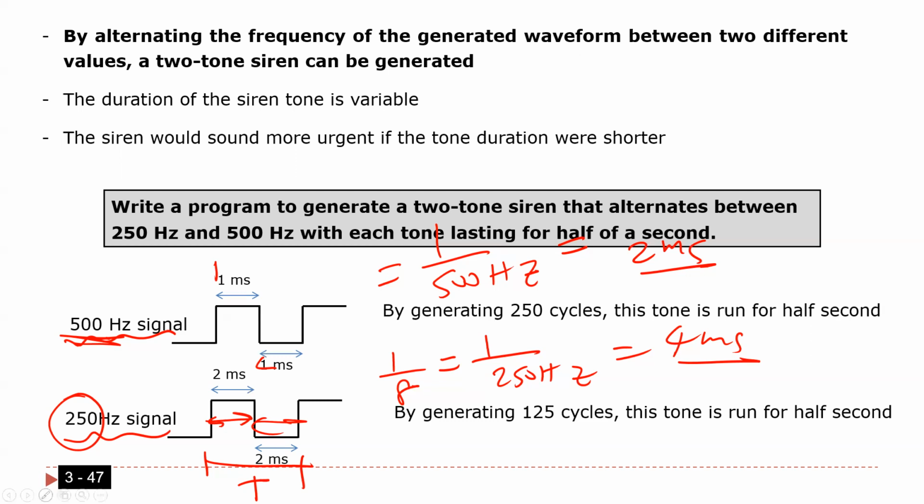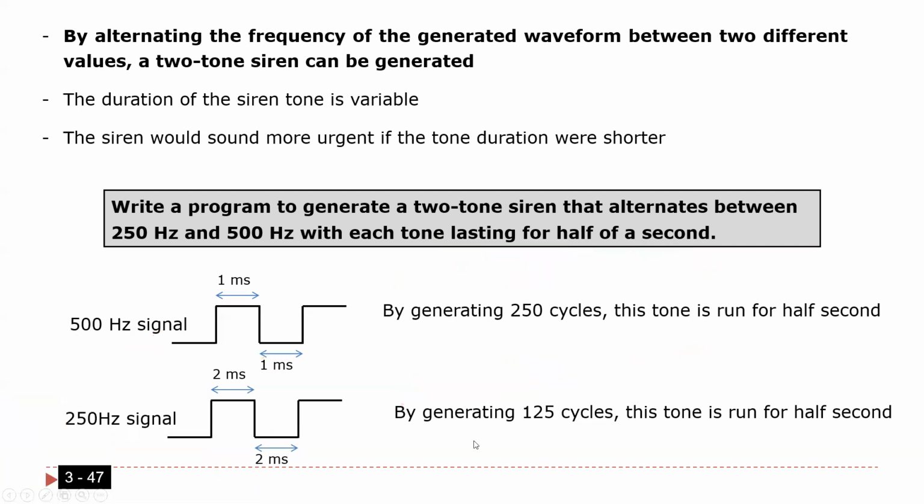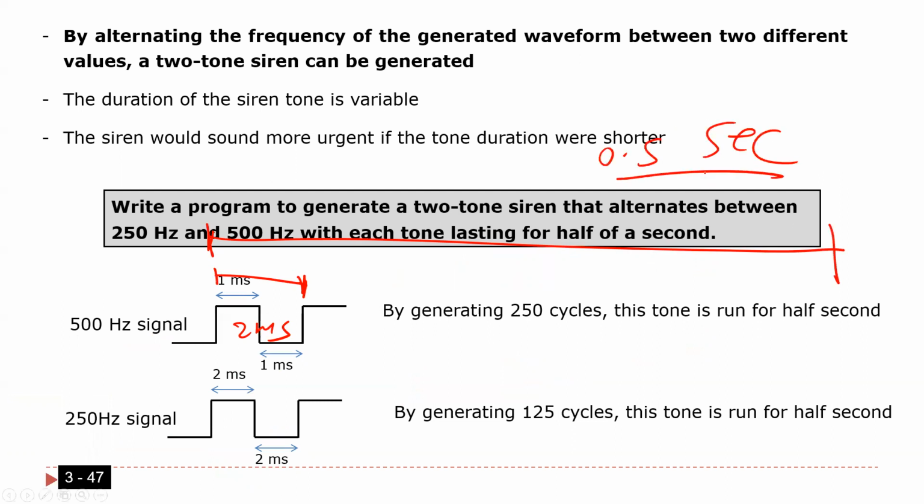Actually, from here to here is gonna take 2 milliseconds. So the question is, if I want to run this one for half a second, how many signals do I have to generate from this one?